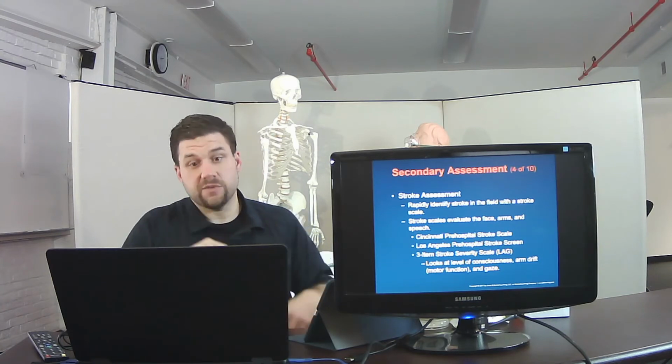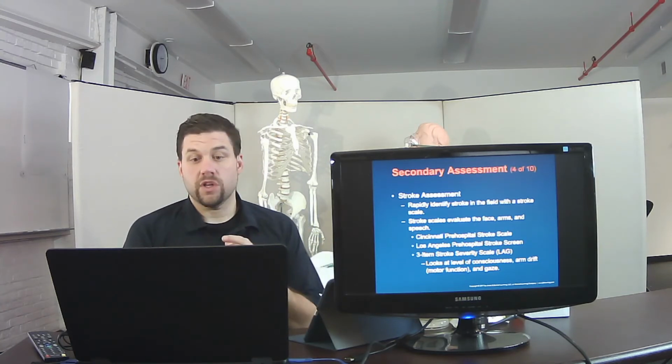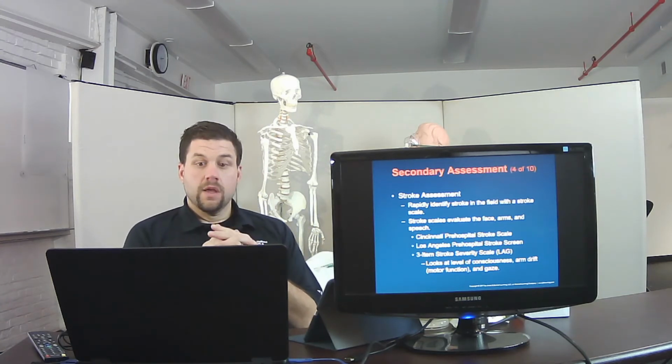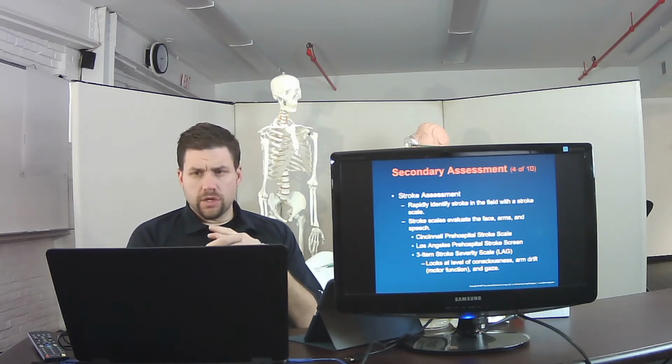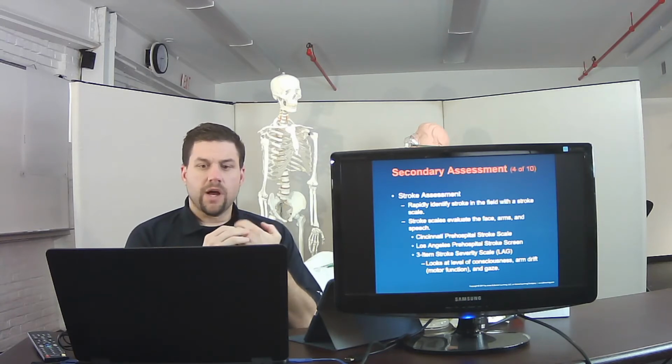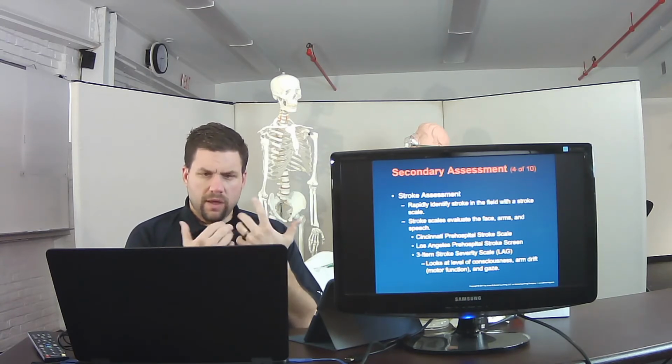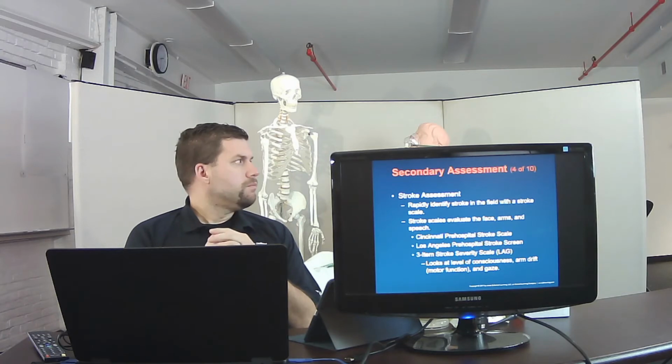Our stroke assessment rapidly identifies stroke in the field with a stroke scale. So what are we doing? We've heard FAST: face, arms, speech, and time. So you need to look up in our book the Cincinnati Pre-Hospital Stroke Scale. That's what we use mostly, right?